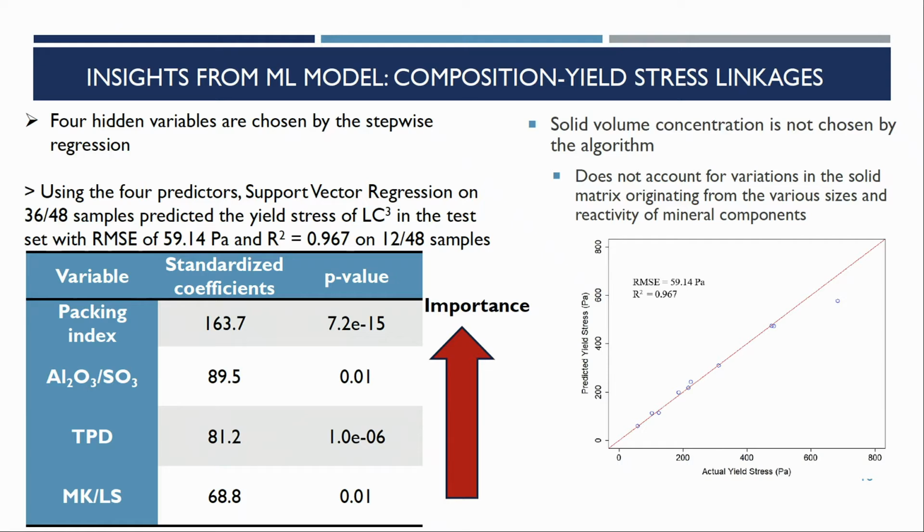And so we did a fairly simple model where we just used support vector regression, and it found that these other four mattered. The most important factor was this packing index. The second most was the aluminum to sulfate ratio. The third most was the total particle density, and then the last was the metakaolin to limestone ratio. So if you want to know what factors matter for these compositions of LC3, packing is first, sulfate balance is second, et cetera.